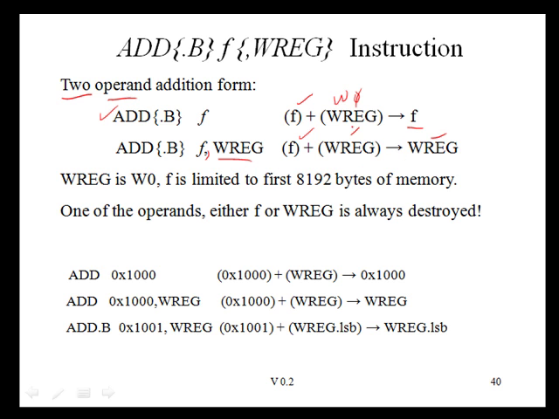There are two limitations on this form. One is that F is limited to the first 8,192 bytes of memory, and because this is a 2-operand form, one of the operands, either F in this case or WREG in this case, will be destroyed. Here's a couple of examples. Add memory location 1000. This is going to take the contents of memory location 1000, add it to W0, and place the result back in 1000. By putting WREG at the end, we can cause the result, instead of going into 1000, to go back to WREG. Here's the byte form of this instruction.